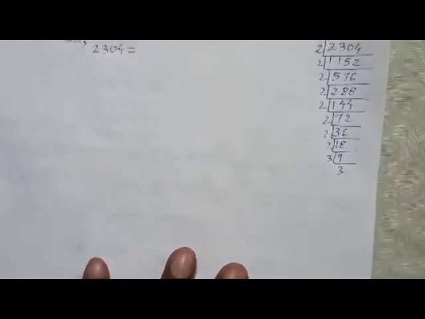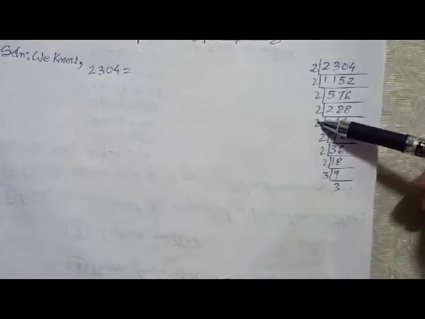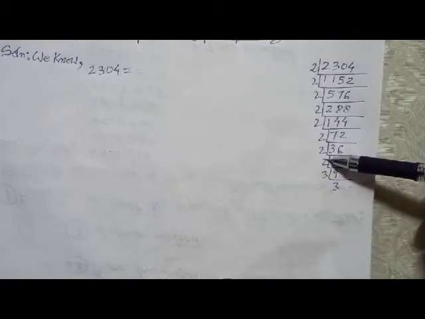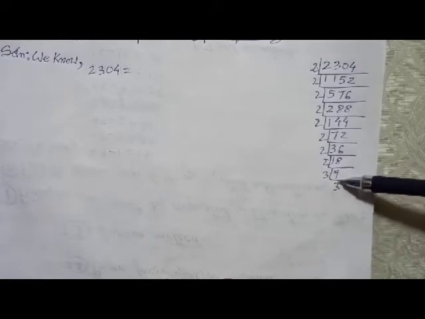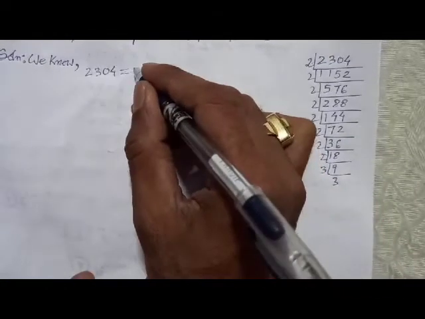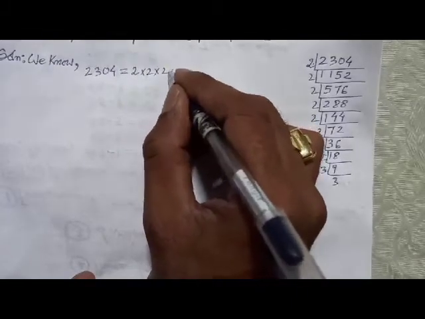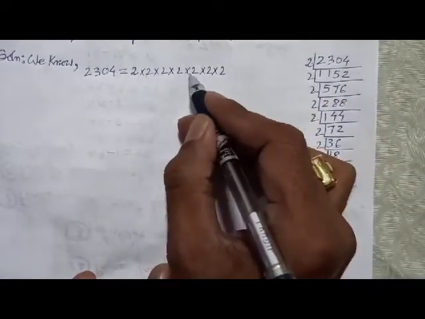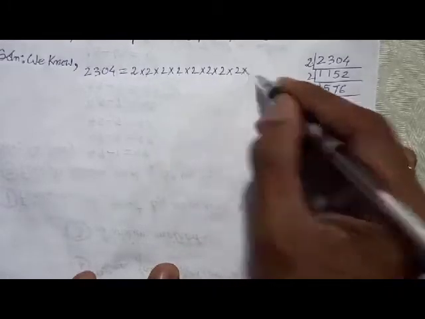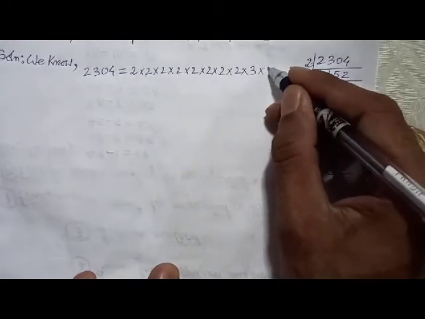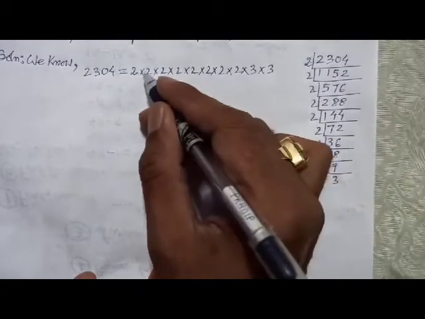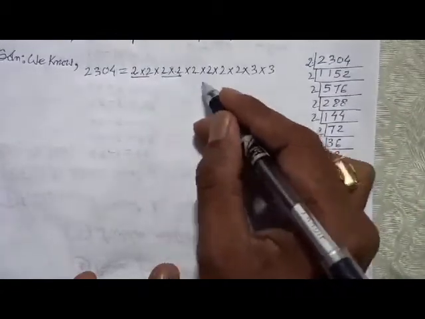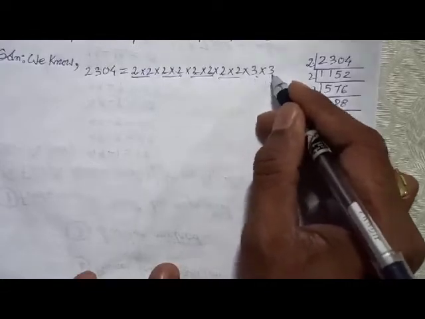Here finding the factors are over, so we are getting 2 eight times. So 2 is 8 times. After that 3 two times, 3 3. So let's group into pairs. 2 2 making one pair, 2 2 one pair, 2 2 one pair, 2 2 one pair. 3 3 pair.